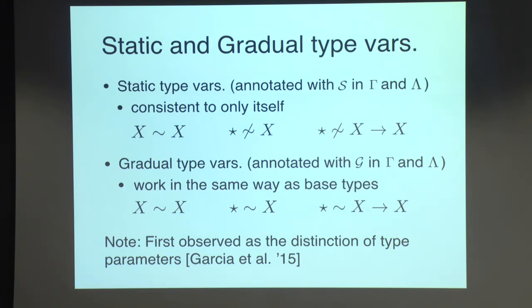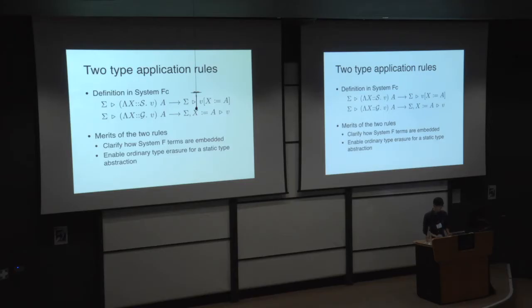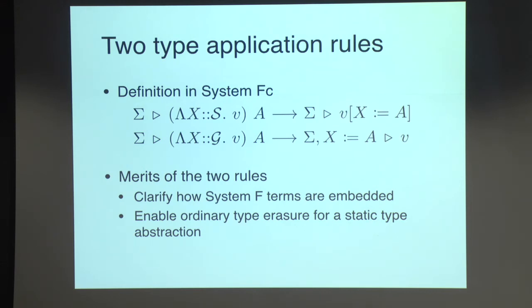So I'd like to explain one of the topics about application, the reduction rules. In the target language System FC, we have two reduction rules for type application corresponding to the distinction. For a static type variable, we substitute A for X in the same way as in the usual System F. On the other hand, for a gradual type variable, we generate a type name in the same way as in the polymorphic blame calculus. This fine-grained handling of type application brings us two merits.